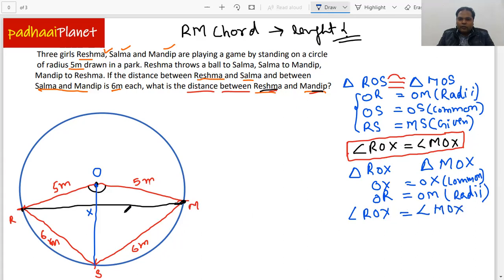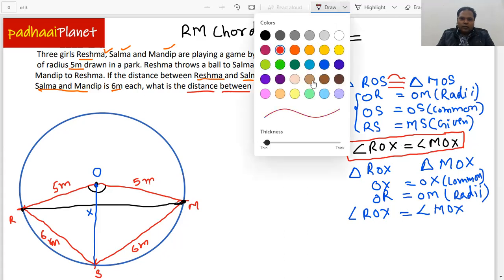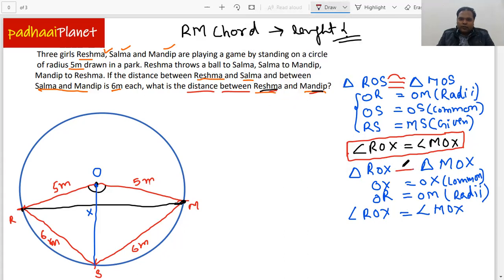Now when we say that, that means these two triangles are also congruent to each other. And when these two triangles are congruent to each other, that means we can say that this angle is equal to this angle. And since RM is a straight line, both of these angles are equal.